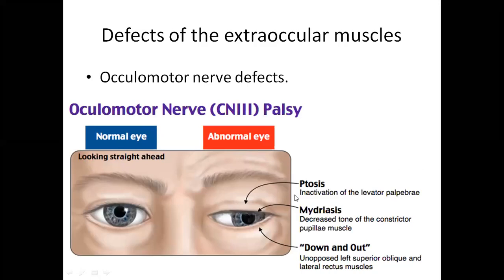Mydriasis. I told you that the iris has two important muscles. One is the constrictor muscle, which is under the control of the parasympathetic, the circular muscles, and the radial muscle, which is under the control of sympathetic output. So when this oculomotor nerve, which has some parasympathetic fibers, is affected, the parasympathetic fibers through the oculomotor nerve will not come downward, will not supply the circular muscle.